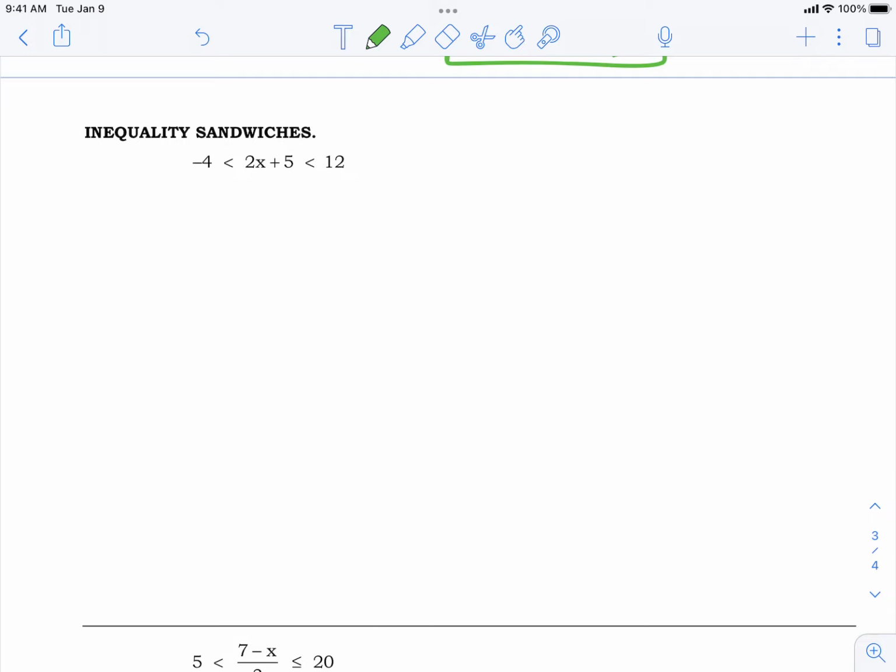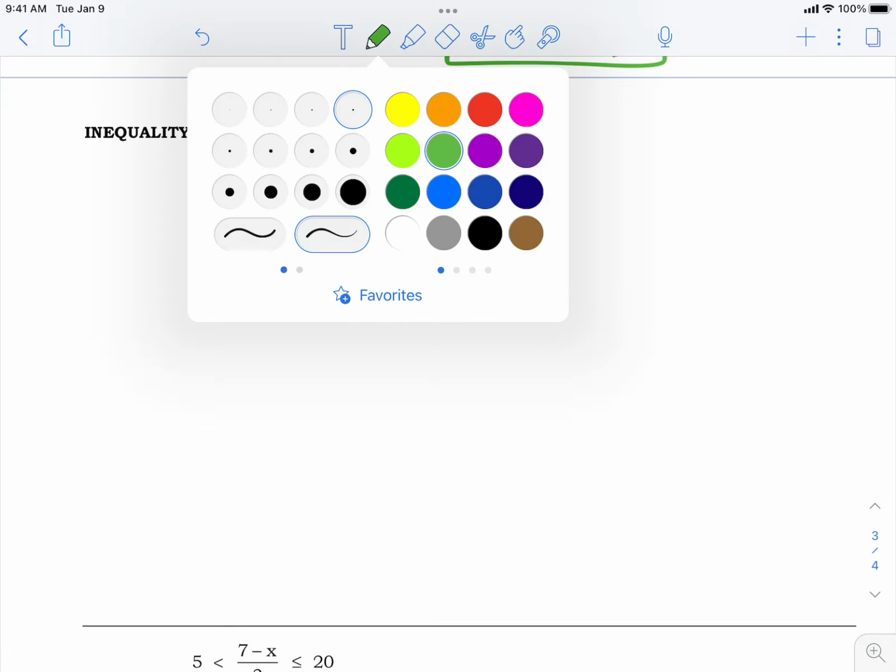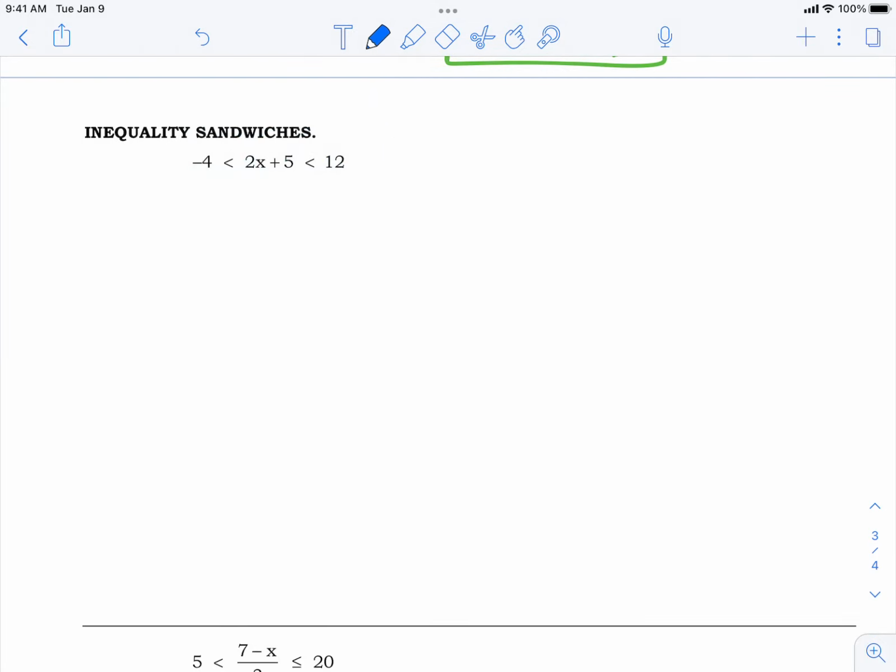I separated these out because they feel a little different to me than what we've been doing. They're not actually different. These count as intersections, or the "and" ones. It's just that it's written a little differently.